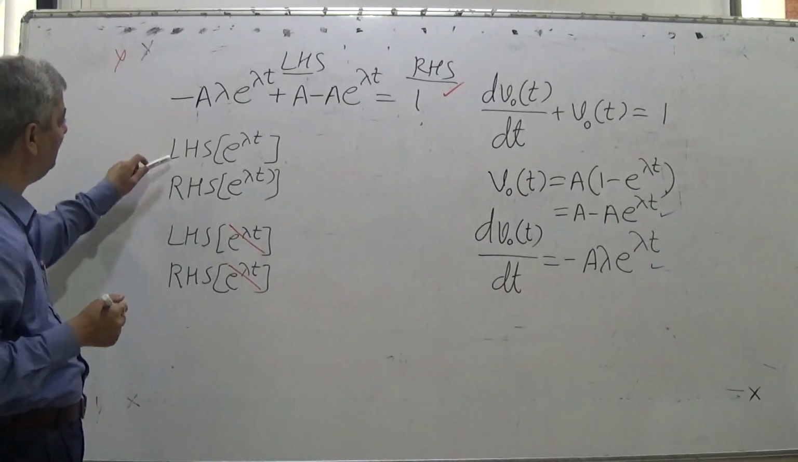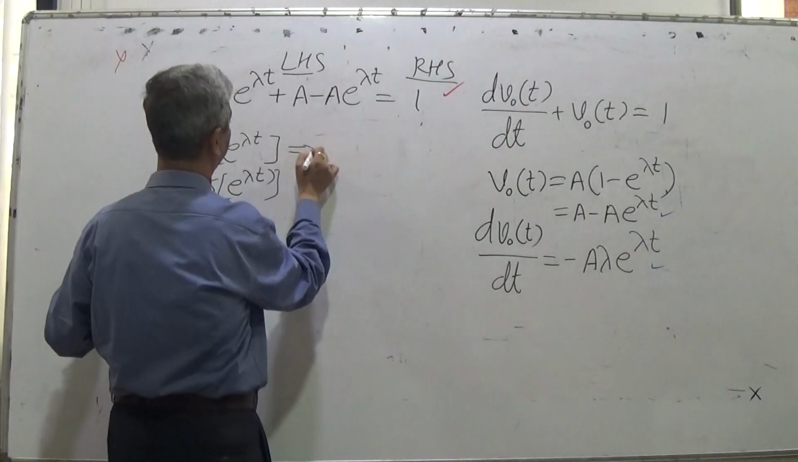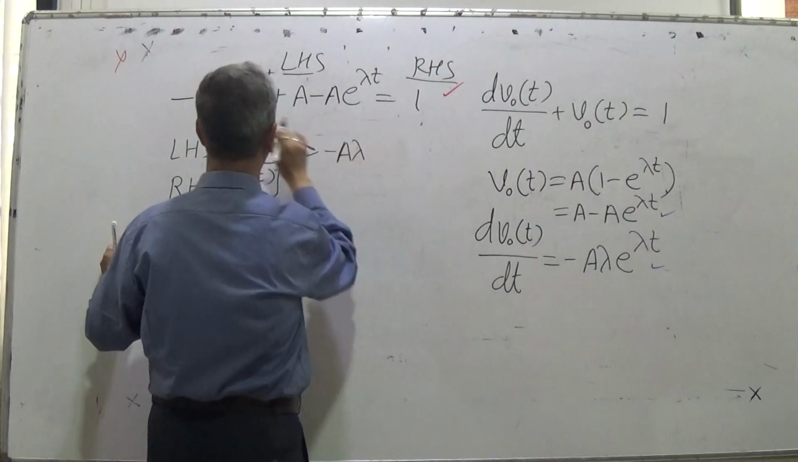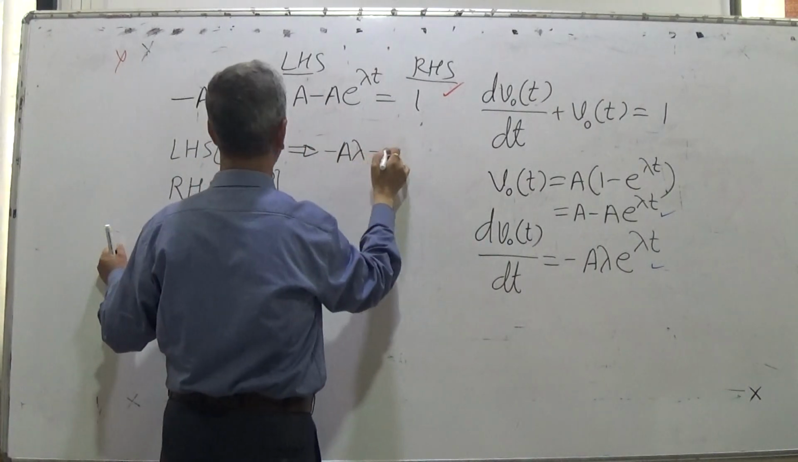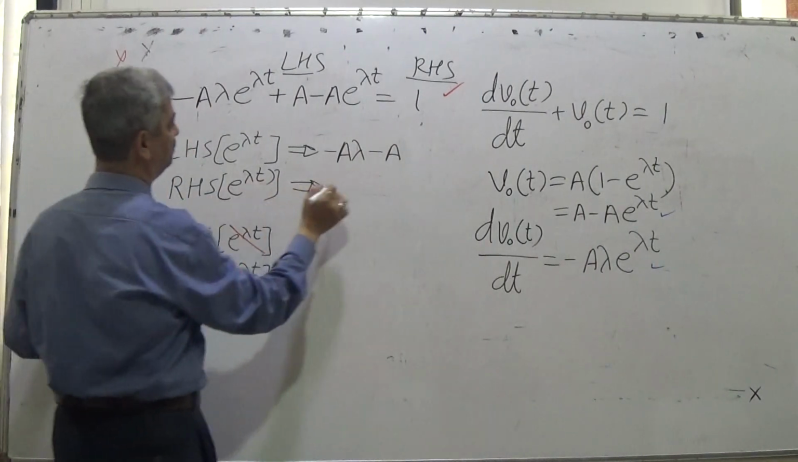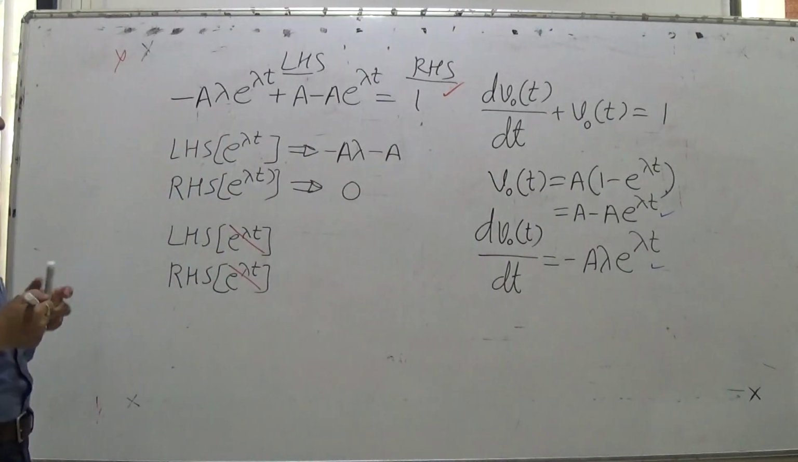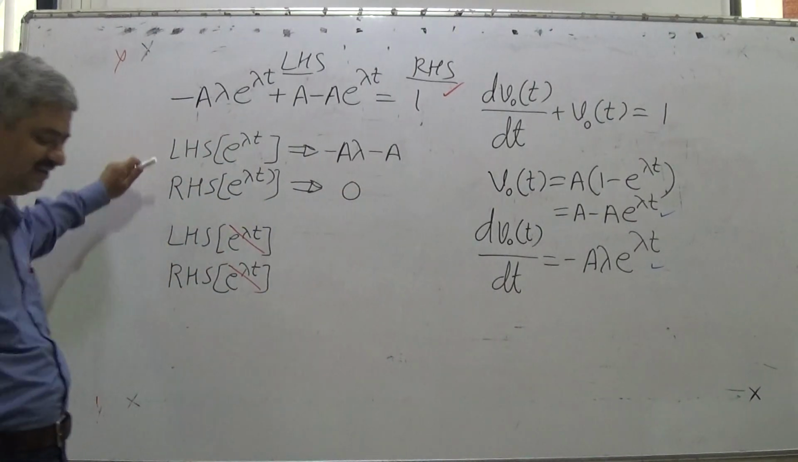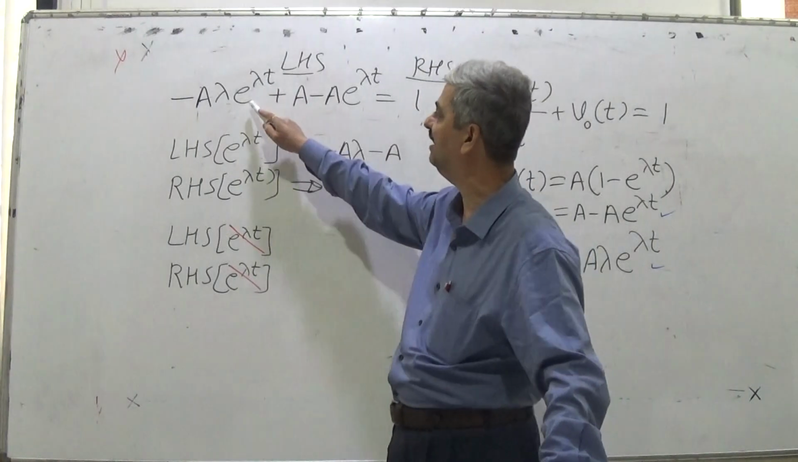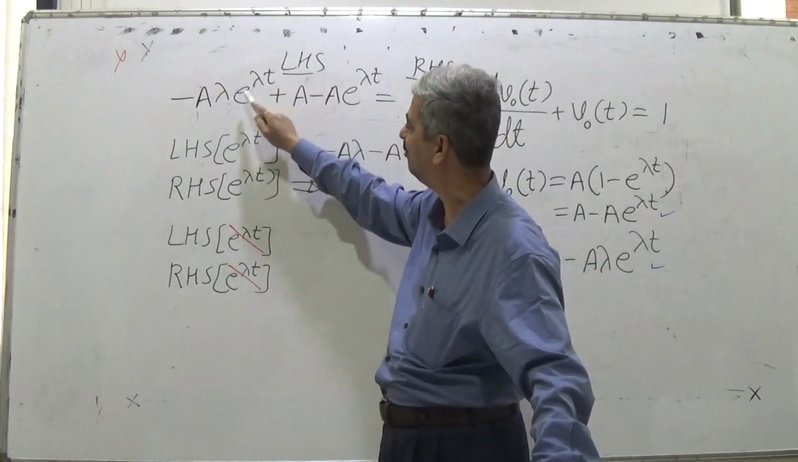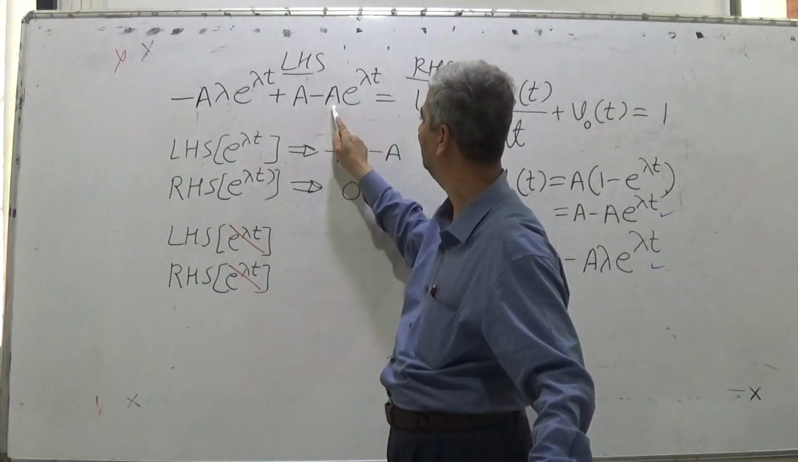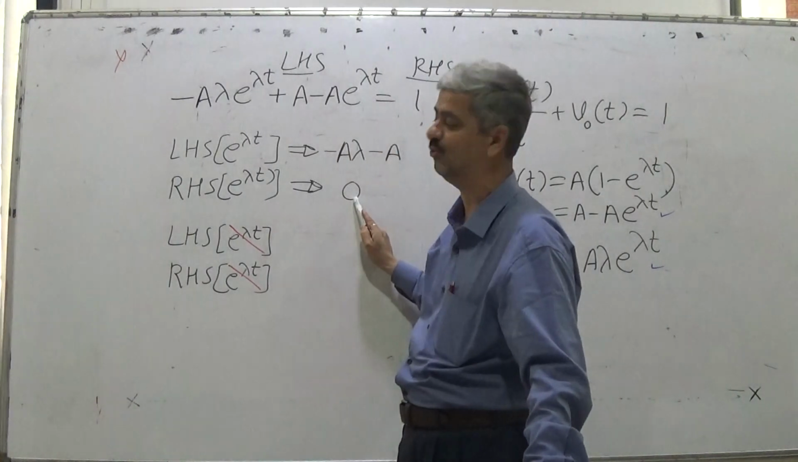So LHS of e raised to lambda t terms, what is it? minus a lambda आणि a lambda घ्यायचं नाही, minus a. आणि RHS ला काही टर्म आहेत का? नो, झिरो. इज इट क्लियर? अगदी सोपं, म्हणजे पत्त्याच्या कॅट मध्ये जोड्या जुळवा. e raised to lambda t असलेल्या टर्म्सचे कोएफिशिएंट्स लेफ्ट हँड साइडला minus a lambda minus a. राइट हँड साइडला अजून एकही टर्म नाही, ते झिरो.